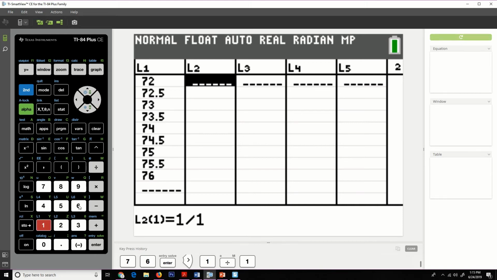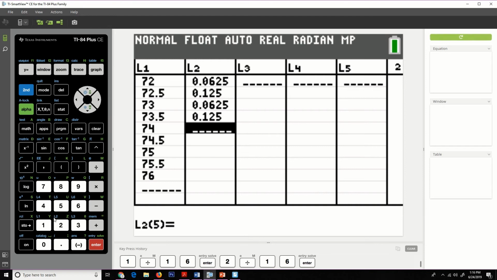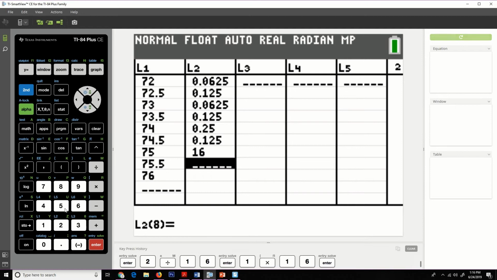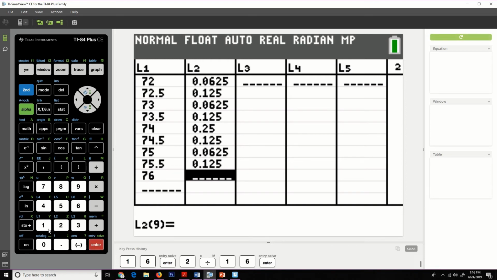So 1 over 16, 2 over 16, 1 over 16, 2 over 16, and then the 74 had a 4 over 16. And then the next one was a 2 over 16, and then a 1 over 16. Oops, that should be 1 over 16. And then it was 2 over 16, and then a 1 over 16 again.